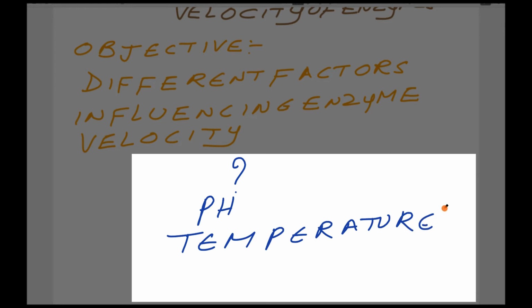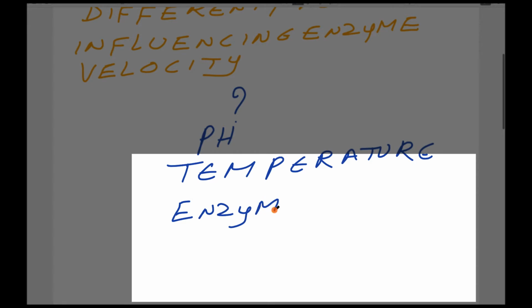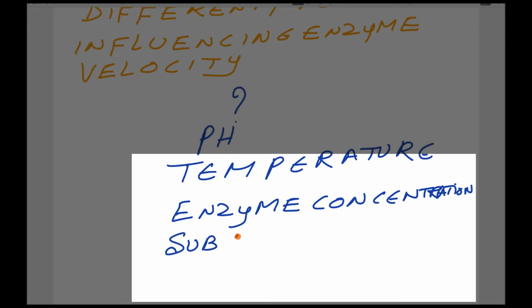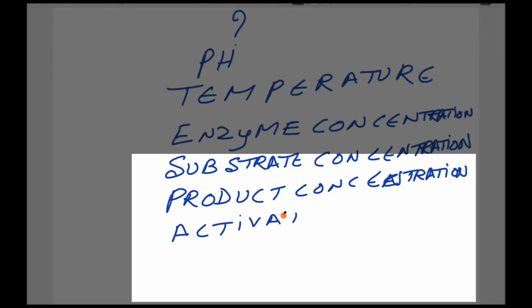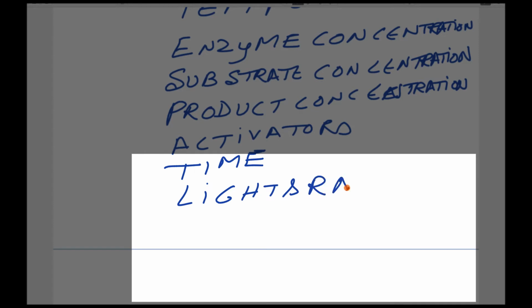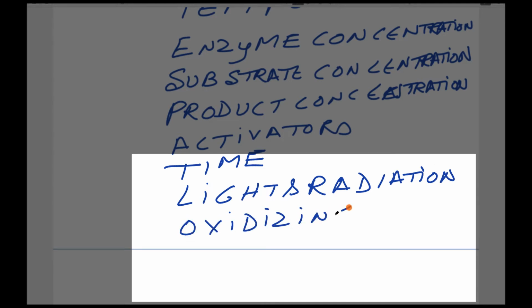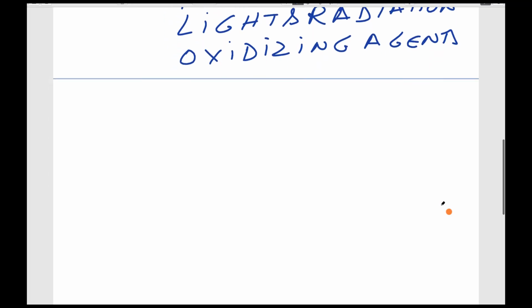Then enzyme concentration, then substrate concentration, then product concentration, then the presence of activators, time, how much time it takes, light and radiation, and finally oxidizing substances, oxidizing agents. So these are the various factors. Now we'll discuss them one by one.